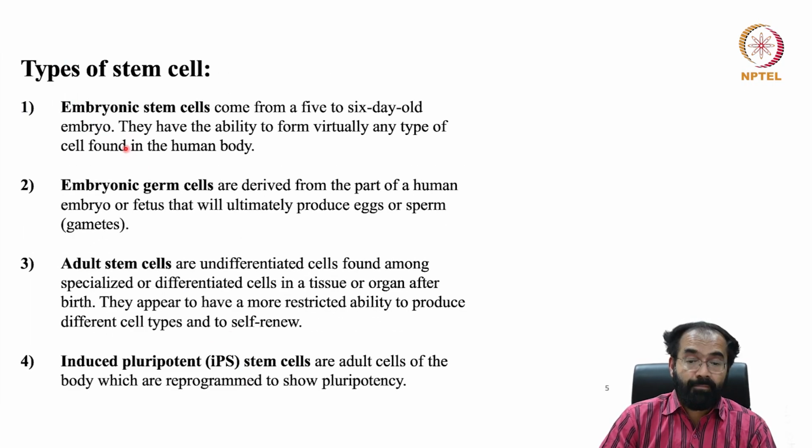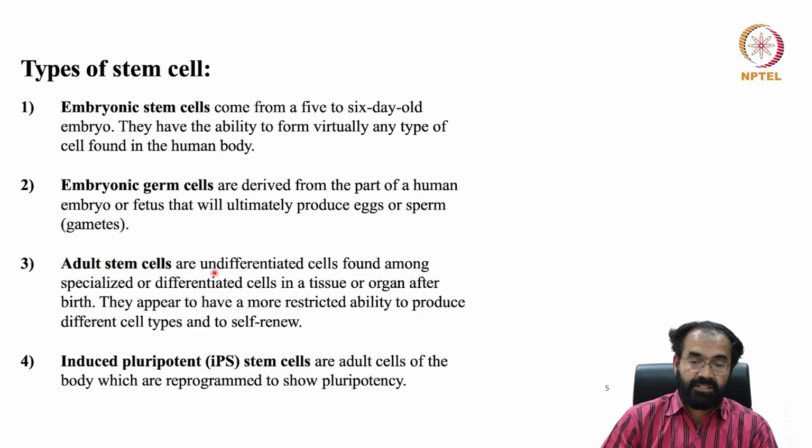Types of stem cells. Embryonic stem cells come from a 5 or 6 day old embryo. They have the ability to form virtually any cell type of that organism. And embryonic germ cells are derived from the part of the human embryo or fetus that will ultimately produce eggs or sperm. They are called embryonic germ cells.